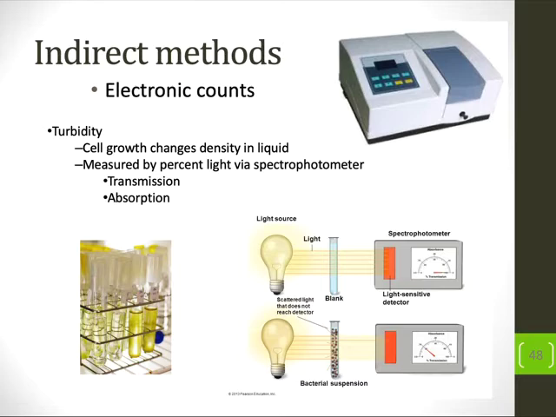Then you have the turbidity method, and it operates on this basic concept that a sample that has growth in it will be more turbid than a sample that has no growth. Now, if a sample that has growth in it is more turbid, it means that it's going to influence the amount of light that is able to be transmitted through it, and the amount of light that is absorbed by the cells. And the two will run in opposite directions, inversely proportional.